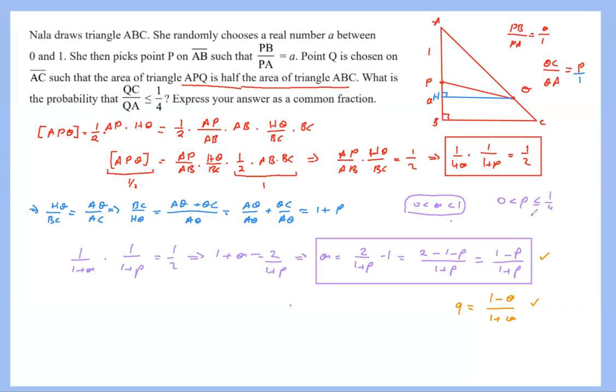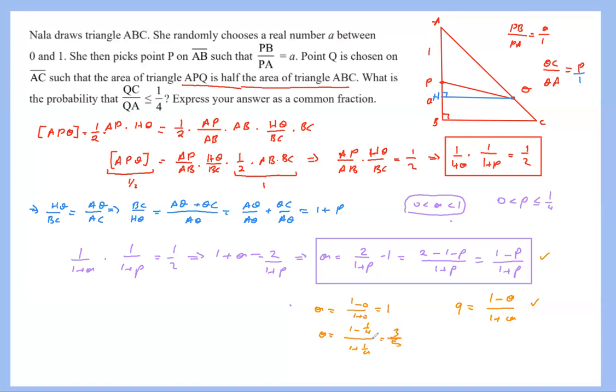So if you plug the endpoints of p into this equation, you get a equals (1 - 0) over (1 + 0), which is 1. So a could be 1 if you want this p to be 0. But if I choose p to be 1/4, you will get (1 - 1/4) over (1 + 1/4), which is 3/4 divided by 5/4, which is 3 over 5.